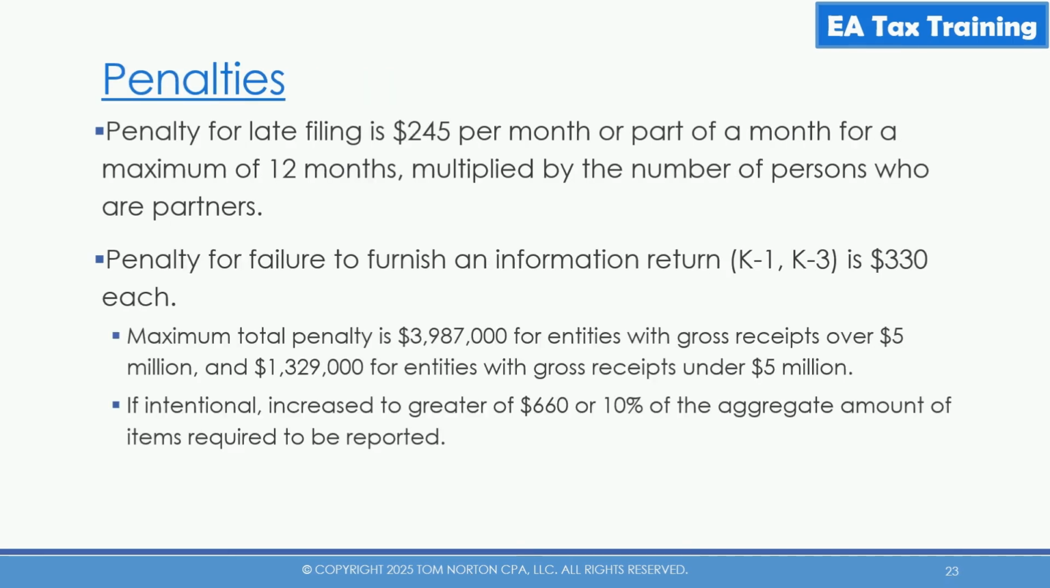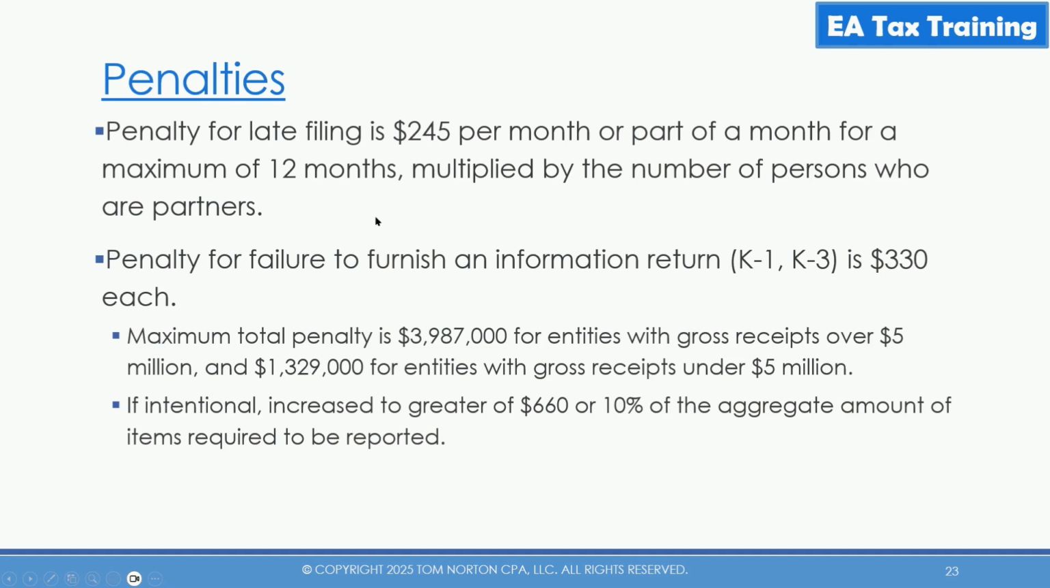The penalty for late filing a return is $245 per partner per month. So if you have a lot of partners, this could get very expensive. Even if you only have two partners, because that would be the minimum, then you're talking about $490 per month or part of a month for up to 12 months as a penalty for late filing.